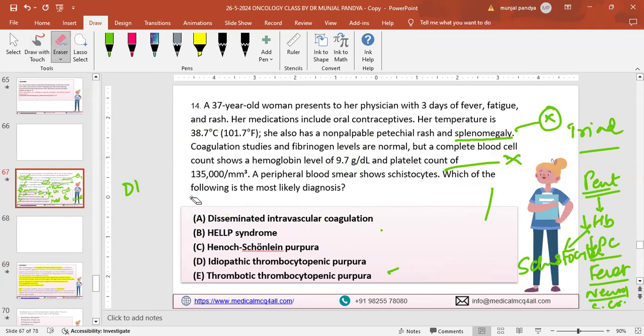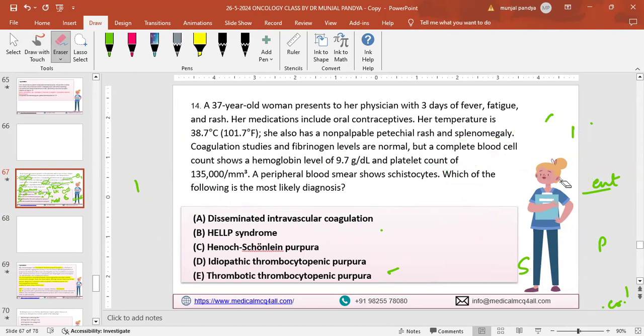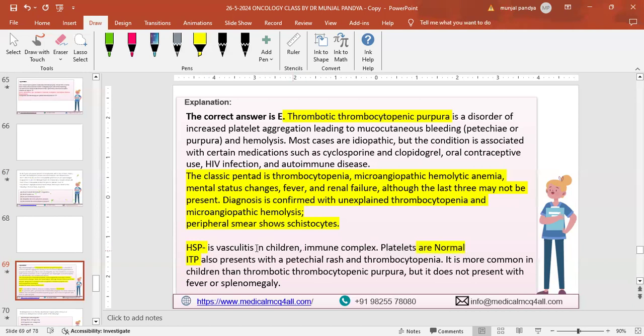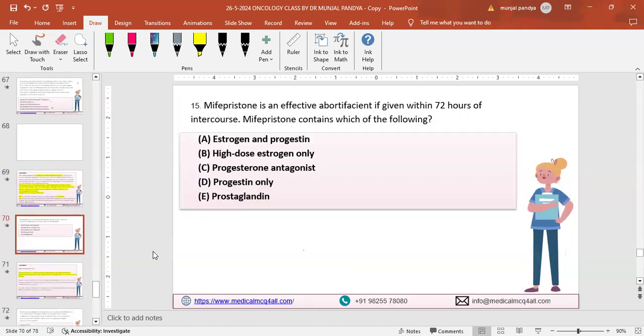And what is the treatment of HSP? You also read that because this question comes very commonly. So whenever there is HSP, there is only petechiae or purpura because of vasculitis, but platelets are absolutely normal, not low, which is low here. So this is the differentiating point. HSP is a vasculitis in children, immune complex mediated, platelets are normal. And ITP, you know it, ITP, right?